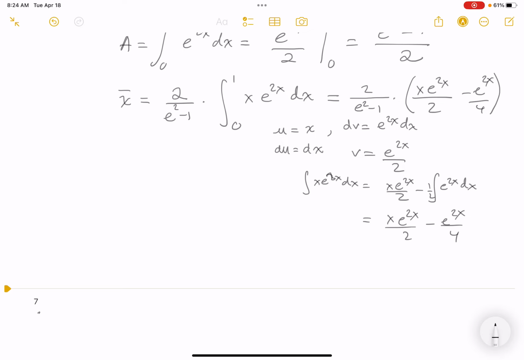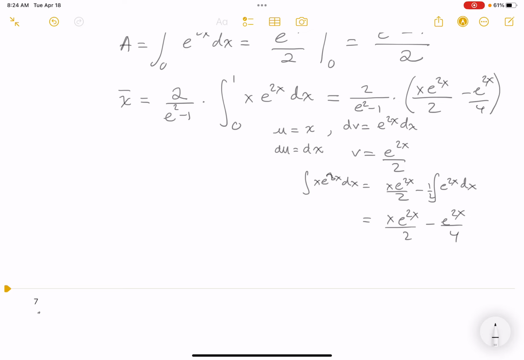This is a more involved problem. It certainly takes more time to get through it. All right? Let's do our evaluation now. I'm doing x bar. And you get 2. Oh, I forgot to put the limits down. The limits go from 0 to 1. So it's 2 over e squared minus 1.